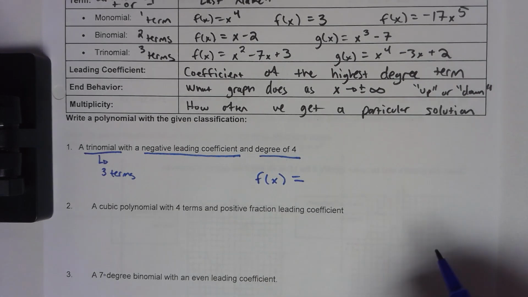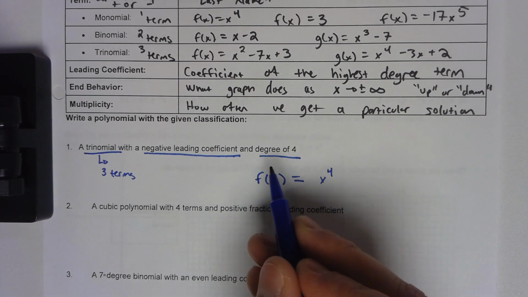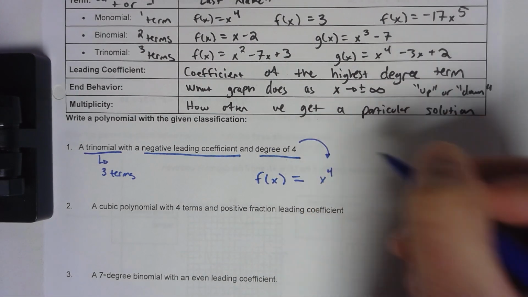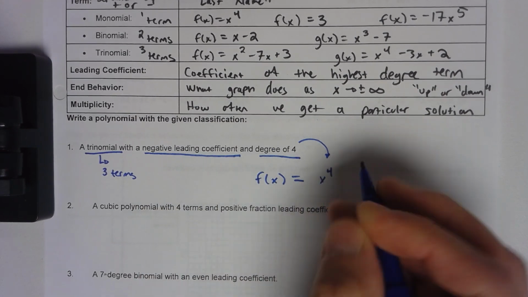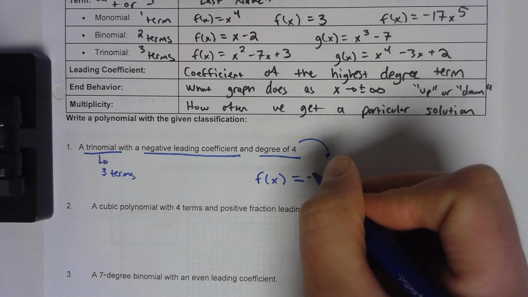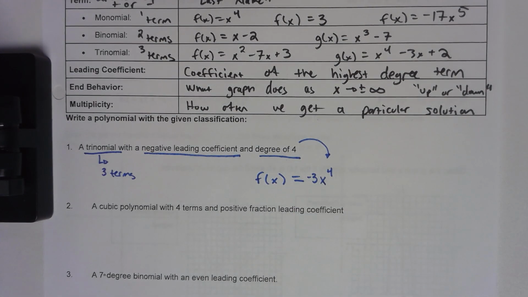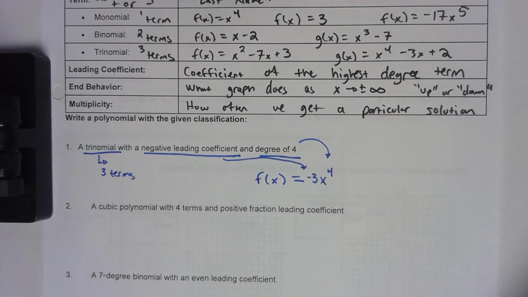A degree of 4. So my first term, I'm going to make it x to the 4th. That takes care of the degree being 4. The negative leading coefficient, well, this is going to be my leading coefficient, whatever I put in front of the x to the 4th. Let's make it negative 3. It could have been negative 1. It could have been negative 0.1. It could be anything, as long as it's negative. So we took care of the negative leading coefficient.